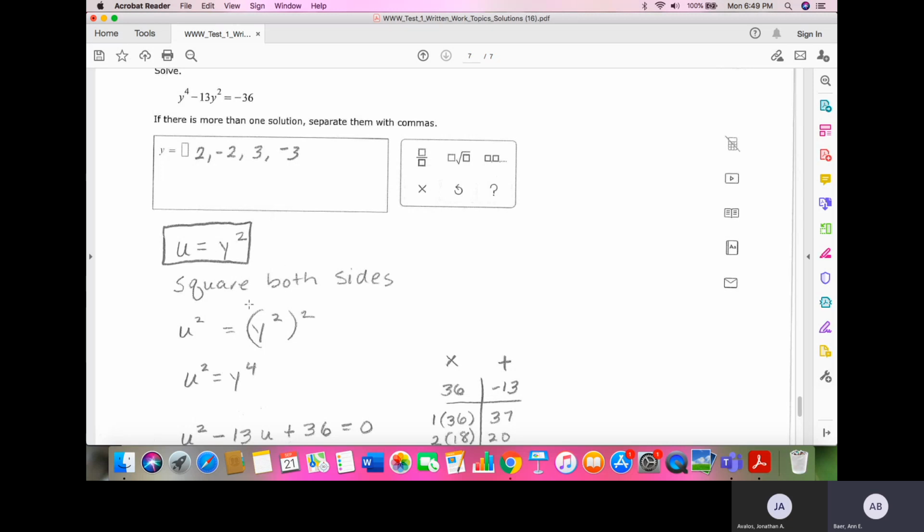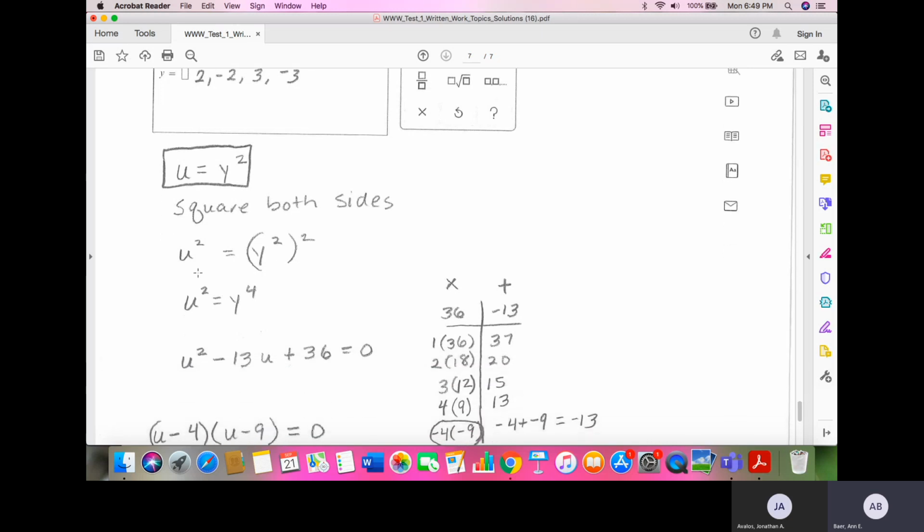So u squared, and then we want to take this y squared and square it. So this side is copied down to be u squared. This side is y squared squared, power raised to a power. You multiply these exponents, and 2 times 2 is 4.